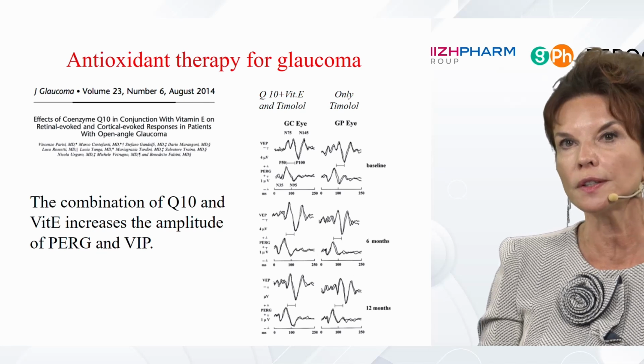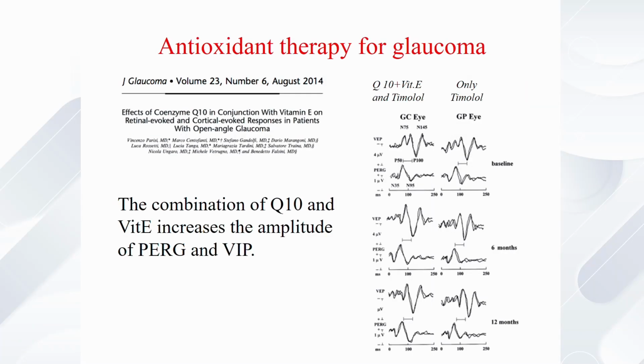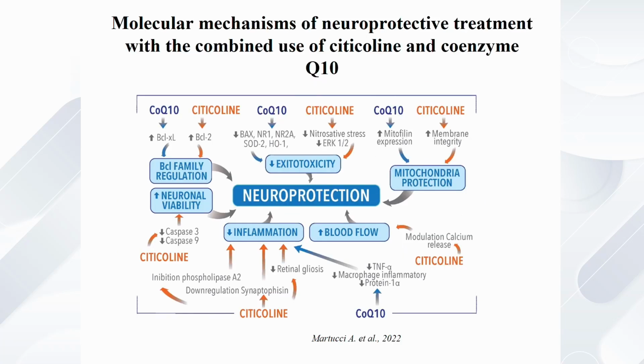Another antioxidant is coenzyme Q10 or ubiquinone. That's a powerful antioxidant protecting lipids, DNA lipids from oxidative stress. It prevents the pathological activation of astrocytes, and there might be a very good combination, coenzyme Q10 and vitamin E, which was shown in clinical conditions. This improves the visual functions of patients with glaucoma.